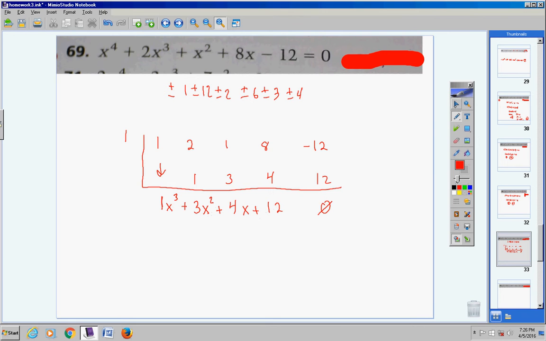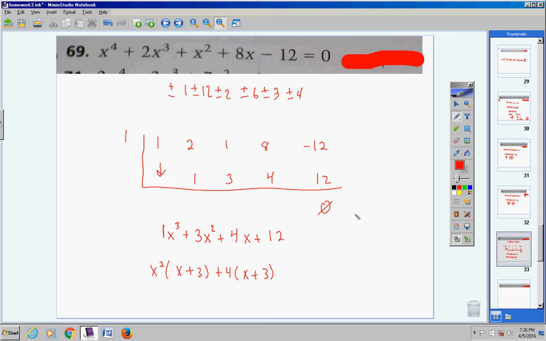Now maybe that's factorable, maybe it's not. Let's see if it is, okay? Let's take this 4-term expression, pull out what's common in the first two terms, and we're left with x positive 3. Pull out what's common in these last two terms, that's 4, and you're left with x positive 3. So yes, it is factorable.